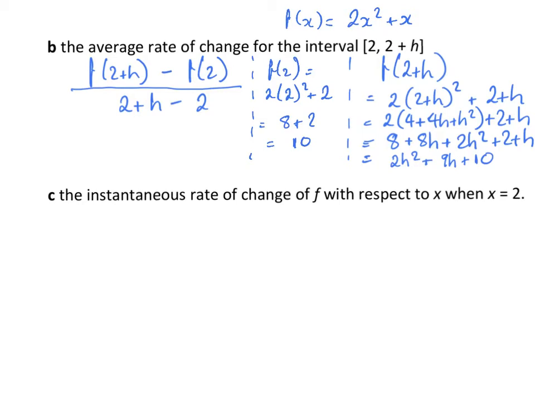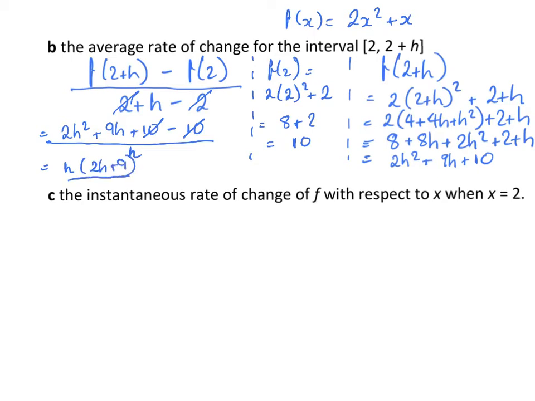So f of 2 plus h is 2h squared plus 9h plus 10. Take away f of 2, which is just 10, all over h. And of course those two cancel and we're left with h, and those two cancel. So we can take out a common factor of h here, and we've got 2h plus 9 over h. They cancel and I'm left with 2h plus 9. That is my final answer.